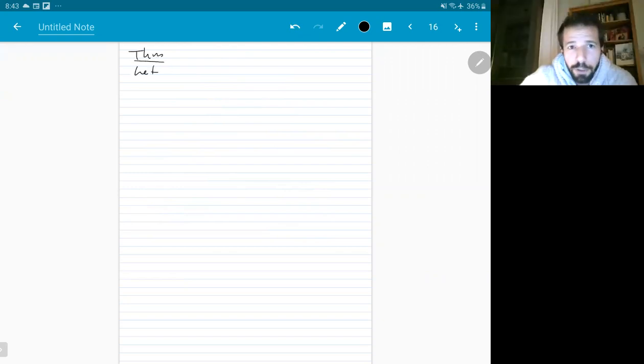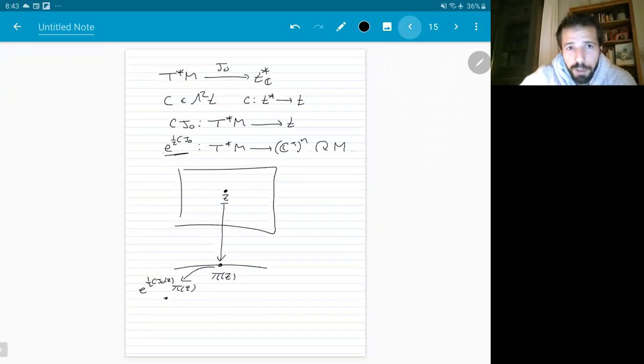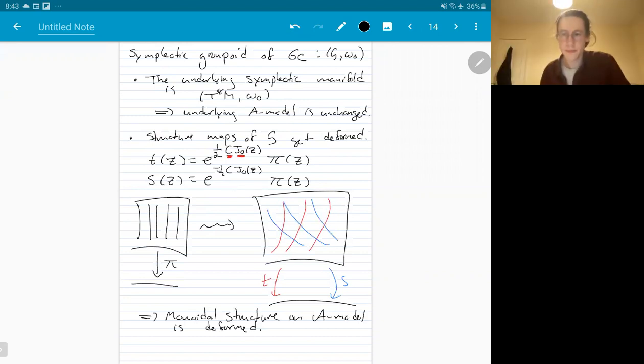Can you say again what is the source? The source is just with a minus, so it's still flowing the other direction. Yeah, exactly. Okay, thanks.